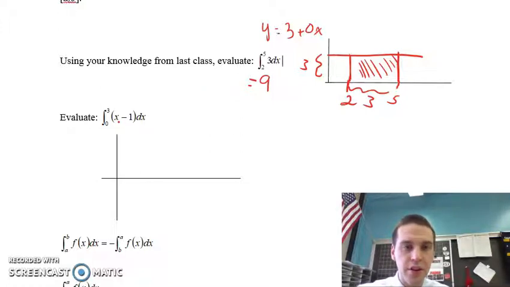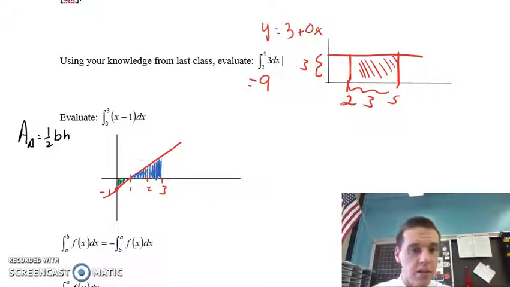What happens if I give you this problem? A y-intercept of -1, and we know a slope of 1. We're bounded from 0 to 3 of this function. Now notice the problem here. We have this area that's underneath the x-axis versus this area that is above the x-axis. We have an area bounded underneath the x-axis and an area bounded above the x-axis.